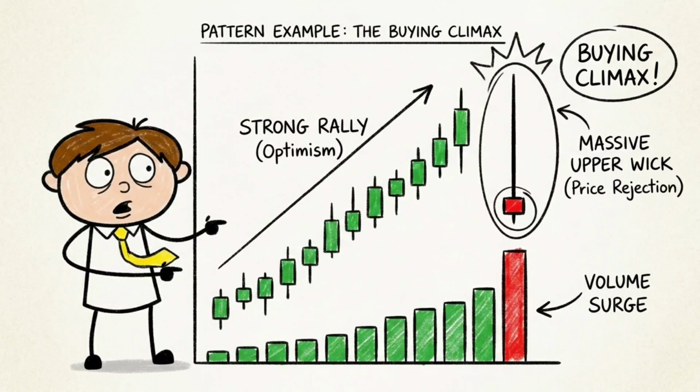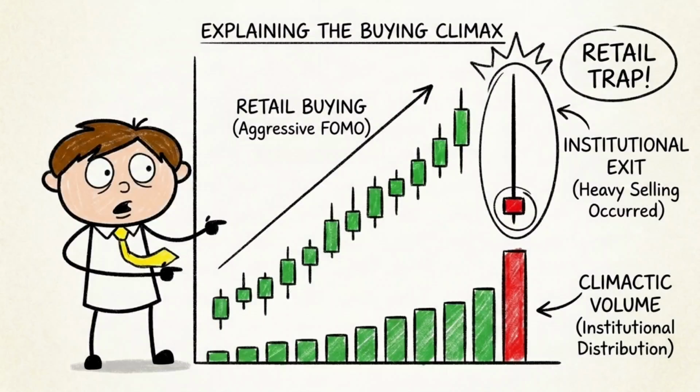Price shoots up. But by the end of the session, the candle leaves a long upper wick. That's a warning sign. It means heavy selling occurred at higher prices. Retail traders were buying aggressively, while institutions were quietly taking profits. This is a buying climax, and it often marks the beginning of market weakness.